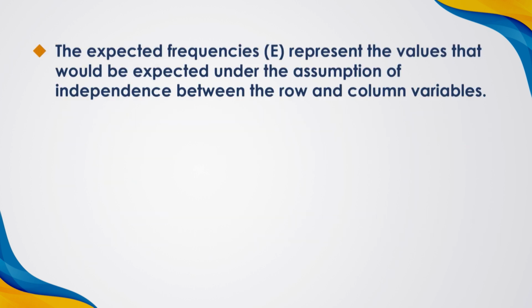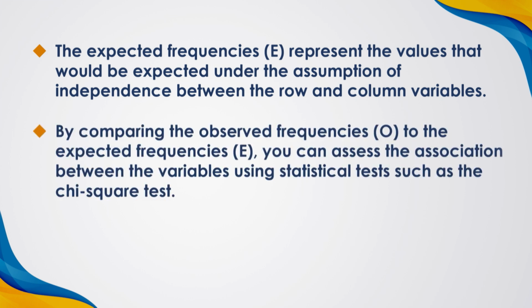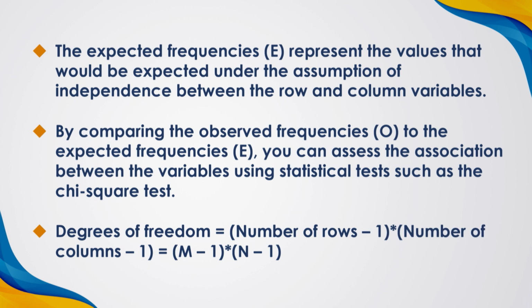The expected frequencies E represent the values that would be expected under the assumption of independence between the row and column variables. By comparing the observed frequencies to the expected frequencies, you can assess the association between the variables using statistical tests such as the chi-square test. Here again the degrees of freedom will not change: number of rows minus 1 into number of columns minus 1, but here you cannot get the value without knowing your m and n.